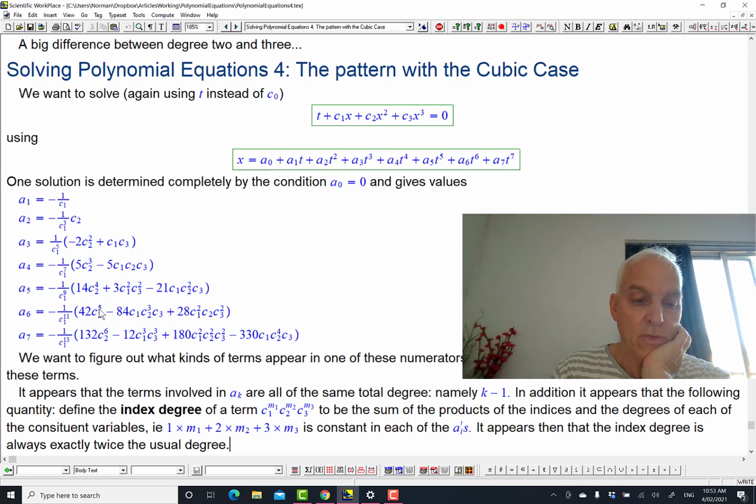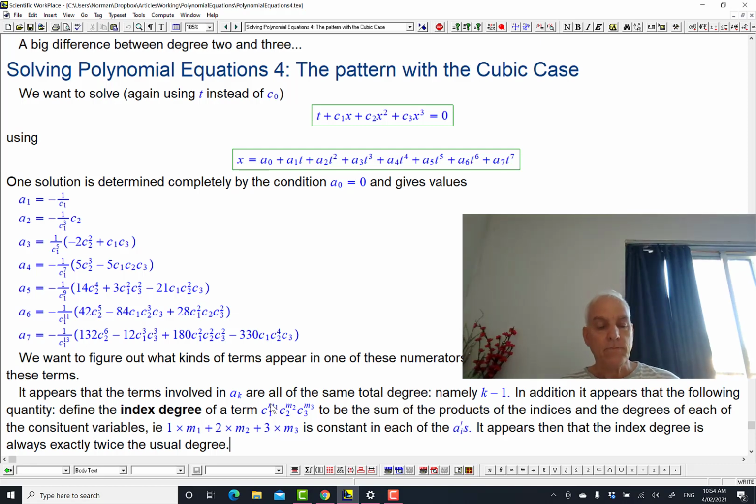So for A6, we have index degree 10: 1 plus 6 plus 3, which is also 10, and 2 plus 6, which is also 10, which is twice the degree, which is 5. Okay, and for A7, index degree of 12 for this one, 3 plus 9, that's also 12, and here 2 plus 4 plus 6, which is also 12, and here 1 plus 8 plus 3, which is also 12, and they all have degree 6.